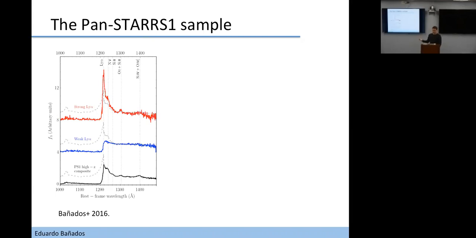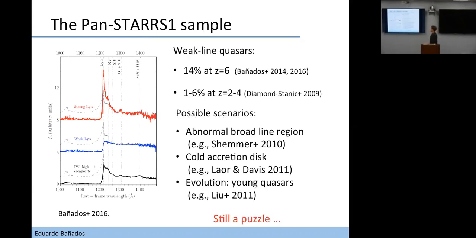And we knew this, but this just came as a surprise, at least to me, especially these objects here that have very weak emission lines, and not only Lyman alpha, also carbon-4, that we were finding too many of these objects. And these objects, even though they exist at lower redshift, are very rare. So they make between 1 to 6% at redshift 2 or 4. And we were finding that about 15% of these objects exist at redshift 6. And I still don't have a good explanation for this.